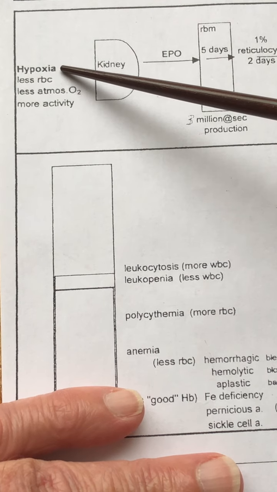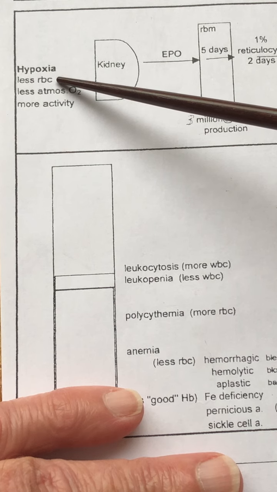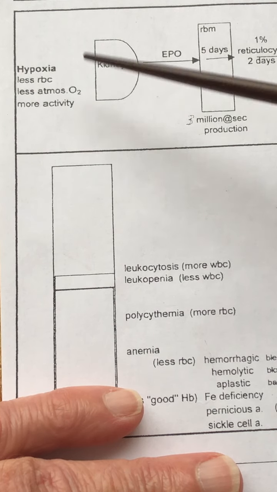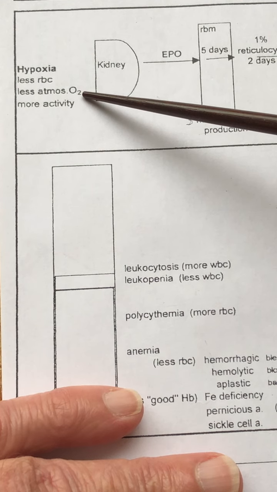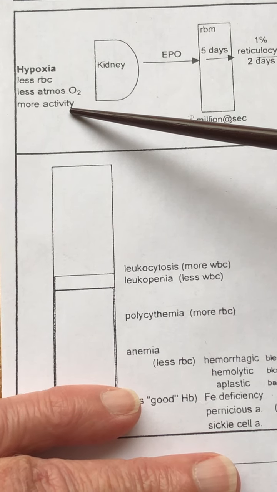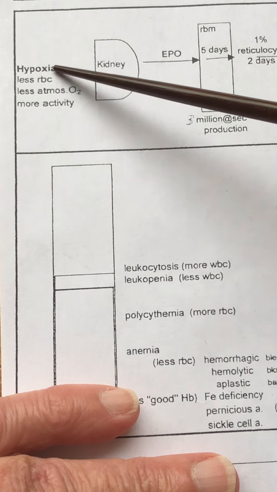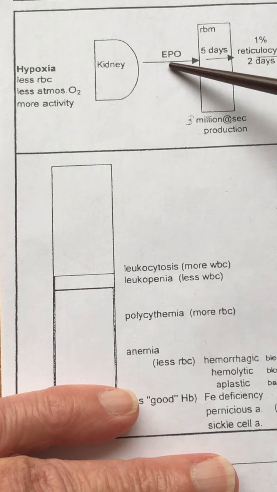Now, reasons why you might have hypoxia. Maybe you don't have enough red blood cells, so you can't pick up the oxygen that is there and available. Maybe there's not much oxygen that's there and available. You're living in a high altitude or someplace that just doesn't have much oxygen in the air. Or maybe you're being very, very active and you're using a lot of oxygen, doing something athletic or such. Whatever the situation, the kidneys don't like it, and so therefore they respond by making EPO, erythropoietin.